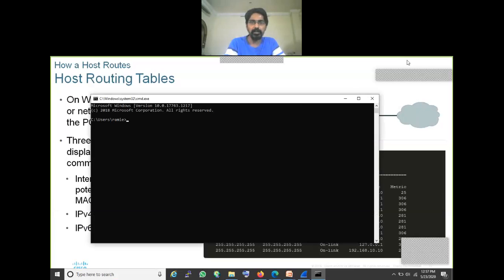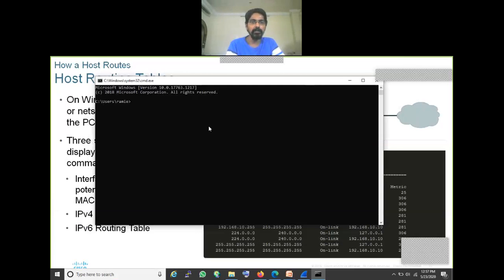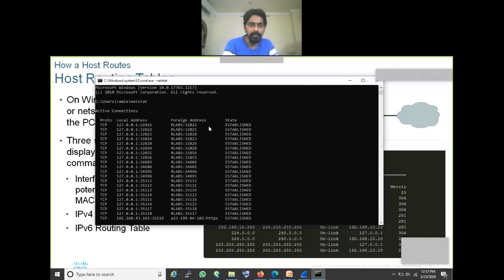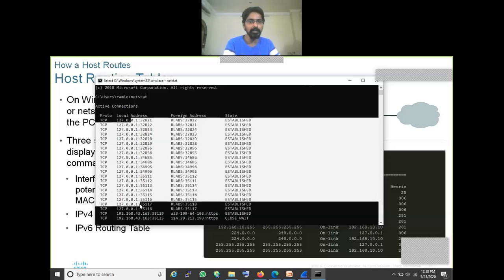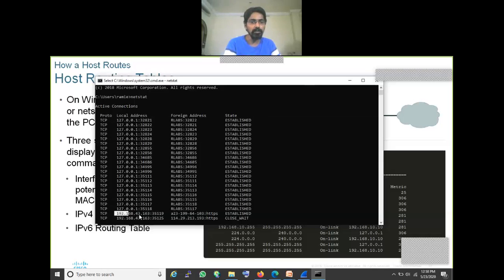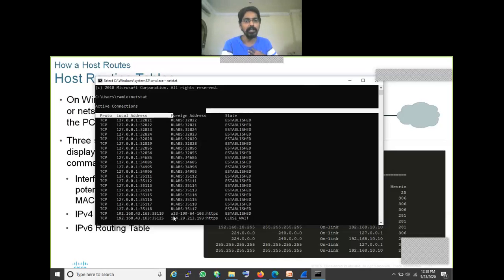So this is my command prompt. First I will give netstat. Netstat displays the connections established right now. You already know the IP address 127.0.0.1 with a port number is my own system. Forget about all these packets, and coming to this one, 192.168.43.163 is my system's local address, making a connection with a foreign address. What is the foreign address?